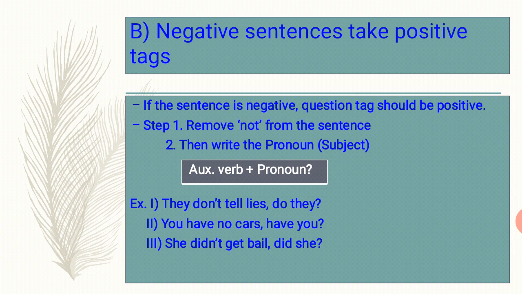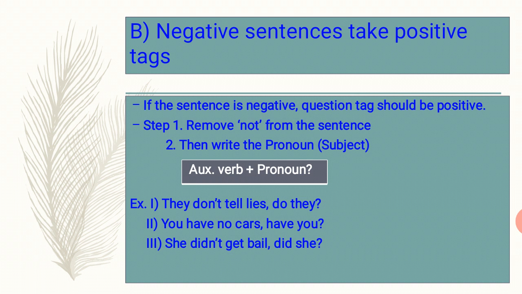and next we are going to see negative sentences take positive tags always. So in this, if the sentence is negative, the question tag should be positive. For that we have to follow two steps. What are they? Remove not from that sentence and then write the pronoun subject only. I have given you the format here also: auxiliary verb plus pronoun, put question mark. This is the format we are going to write for the tag.